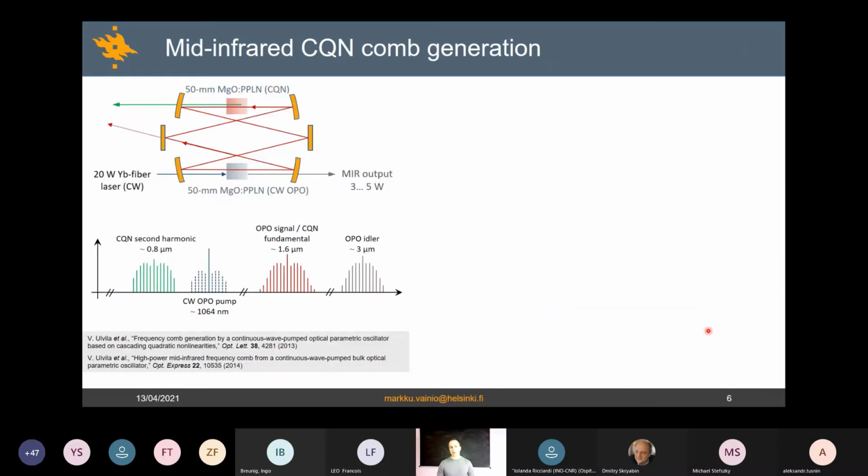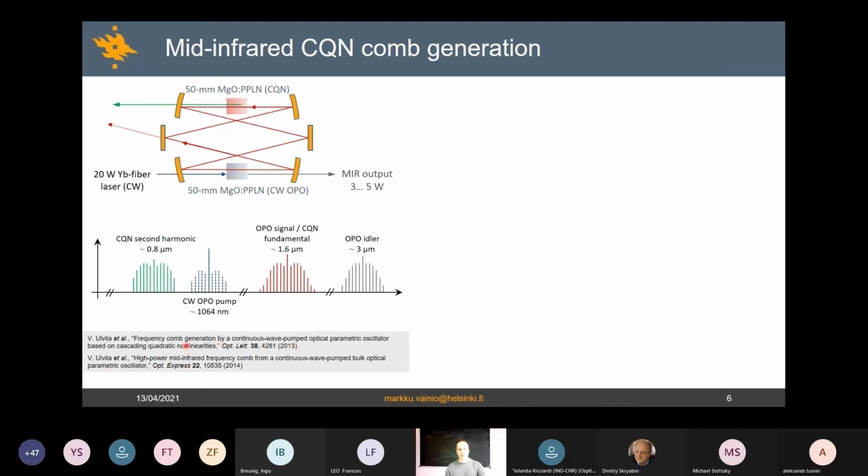So in practice, the experimental setup looks more like this. We have a bow-tie cavity with these two crystals. We have built different versions of this, but in most of the experiments, we pump at 1 micrometer wavelength with a semiconductor or fiber laser, which is then amplified. Typically the signal wave that resonates in the cavity is at about 1.5, 1.6 micrometers, which means that the mid-infrared output is at 3 to 4 micrometers.